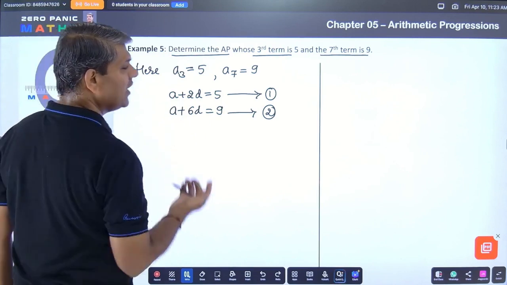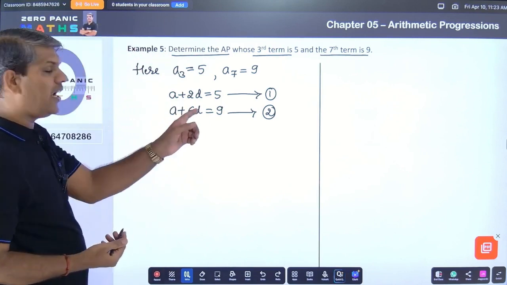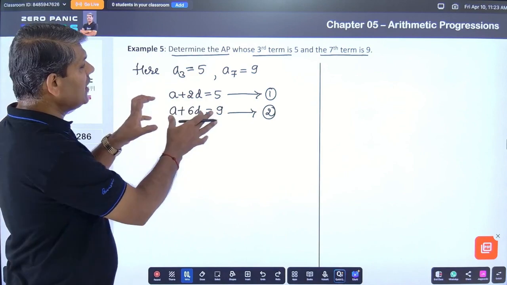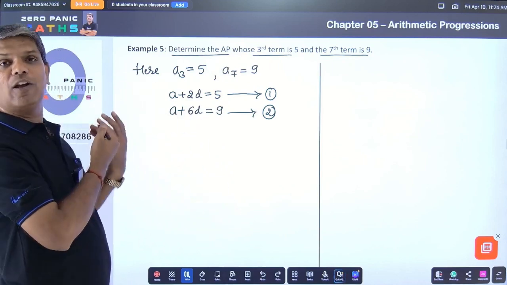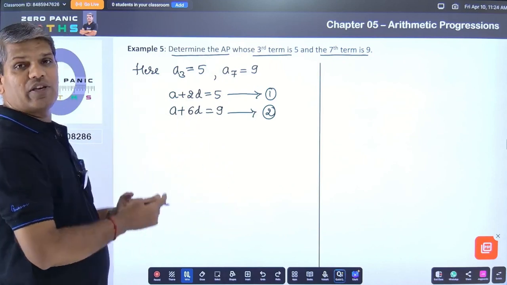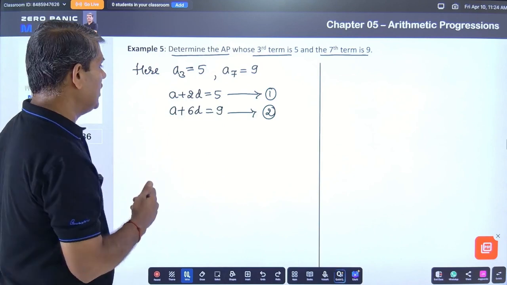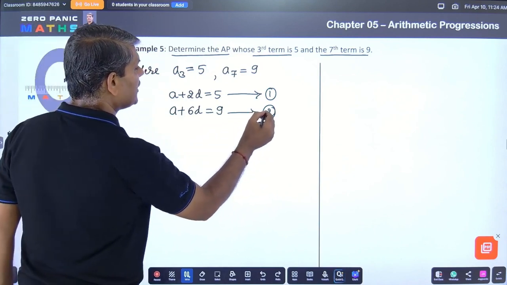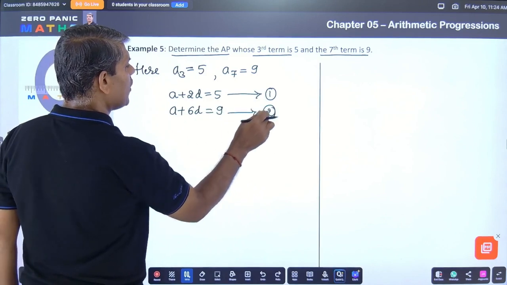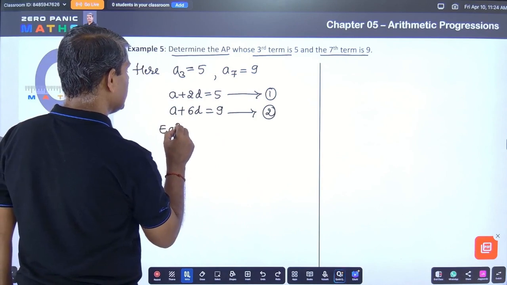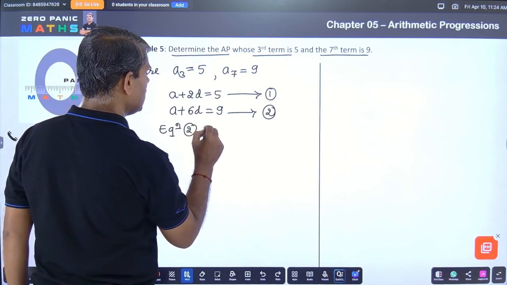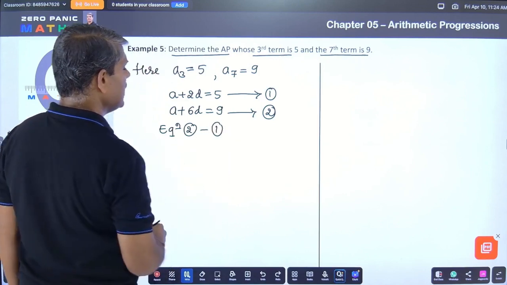Okay, so that only we need to do and find out a and d. See, this problem in arithmetic progression is actually depending on the quadratic equations chapter that we have studied previously. So let us subtract equation 1 from equation 2. Or else I can say equation 2 minus equation 1.